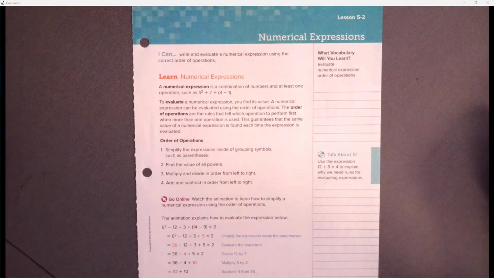Today we're going to cover lesson 5.2, numerical expressions. And this is on page 277 in our Tennessee Reveal math book. The I can statement states I can write and evaluate a numerical expression using the correct order of operations.